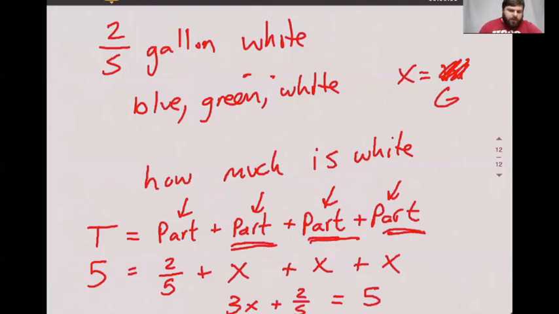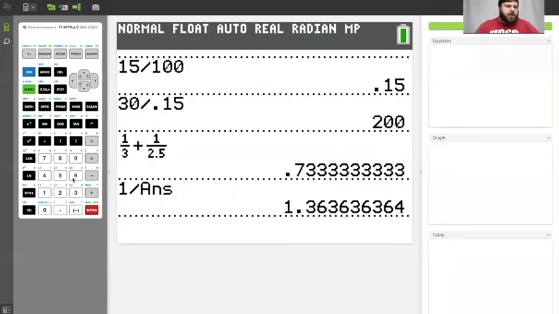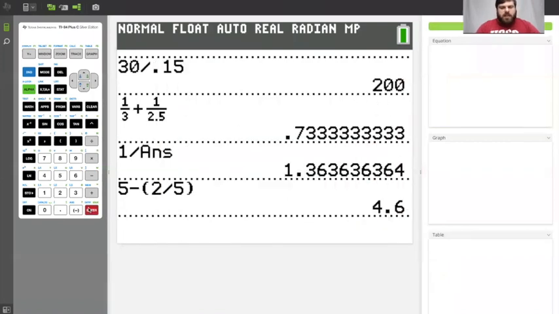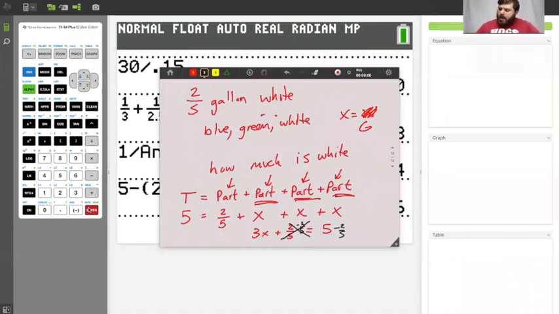So I subtract 2/5 from both sides, and then I divide by 3. So I'm going to use my calculator for this. I'm going to do 5 minus, in parentheses, 2/5. Remember, I could have done a vertical fraction. Let's make sure we understand why we're doing that. We're doing that because I want to take away 2/5 from both sides so that this goes away. So I need to know what 5 minus 2/5 is. That's 4.6. So 3x equals 4.6.